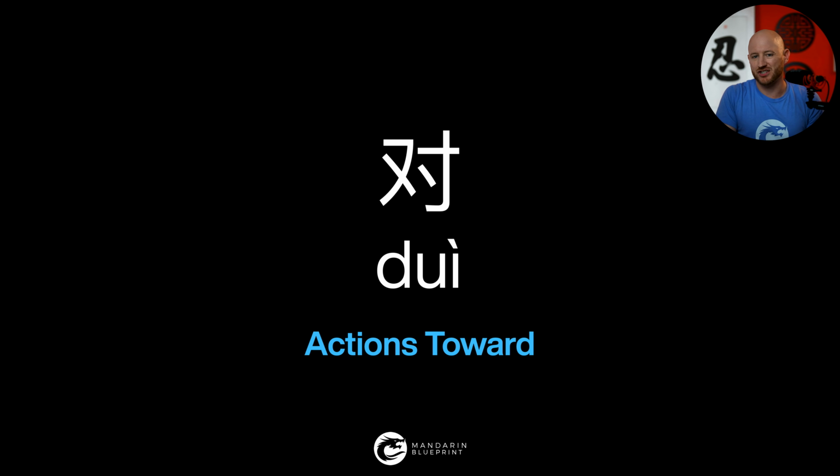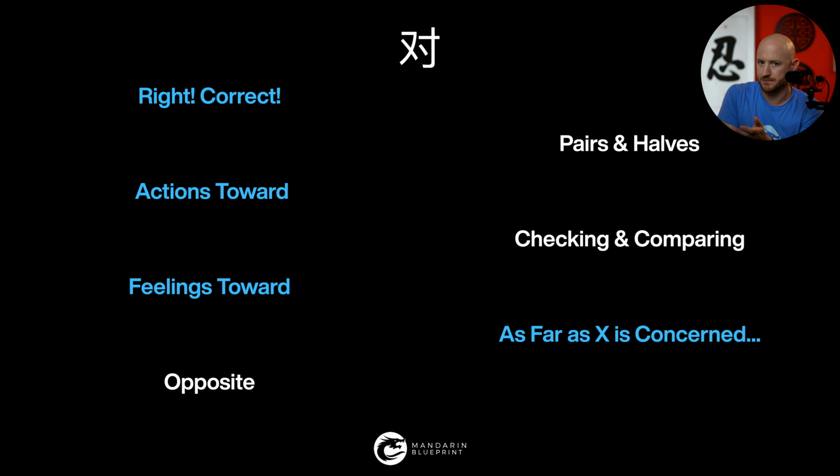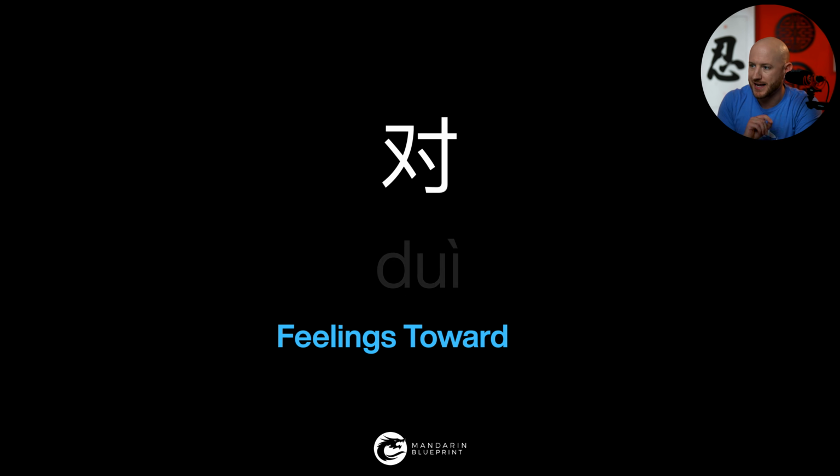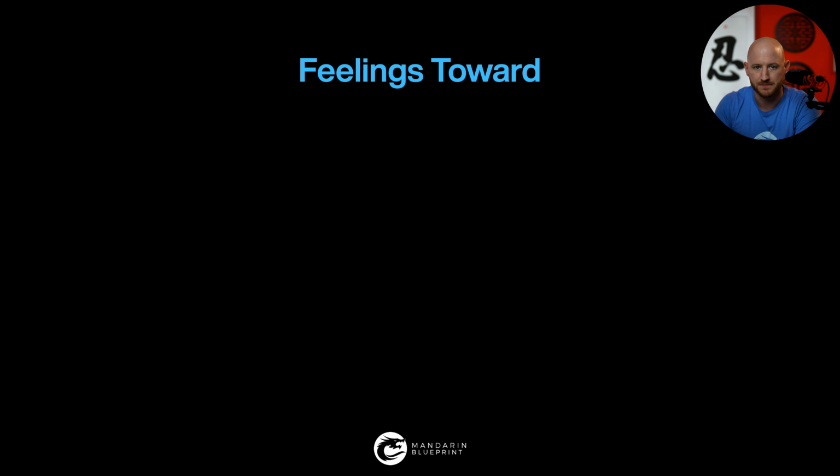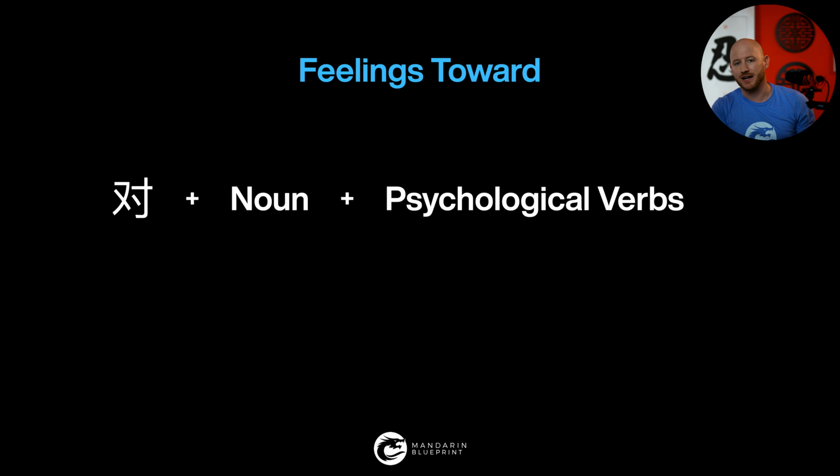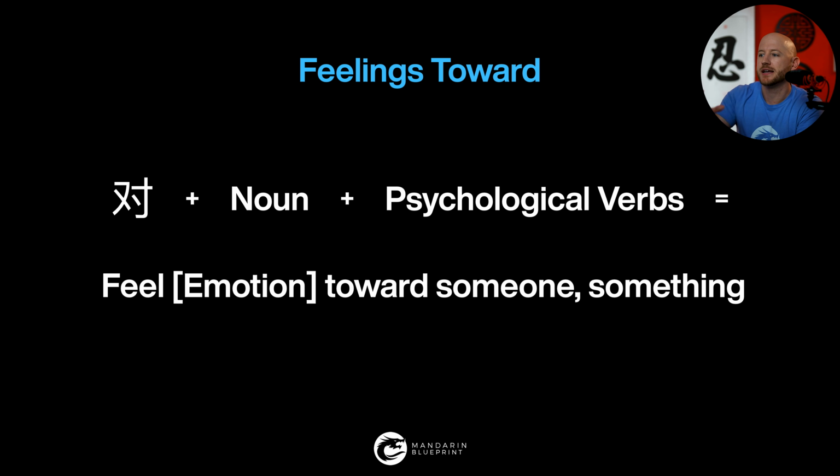Now, that's actions towards. What about feelings towards? Because this is actually a really useful thing to be able to do in life. How do you feel towards something, place, person, whatever? And so let's unlock how to get more personal about your feelings. So if you have a noun after 对, right? And then you have a psychological verb, something like love, hate, like, disgusted by, whatever. That is how you say feel emotion toward that thing, whatever. Someone, something. Let's give some examples.